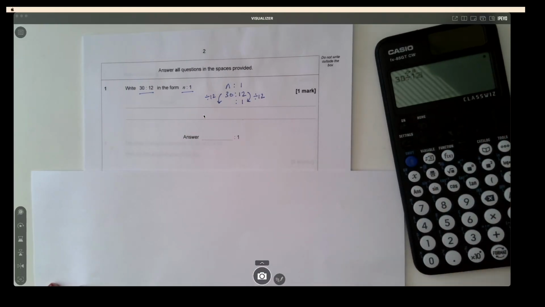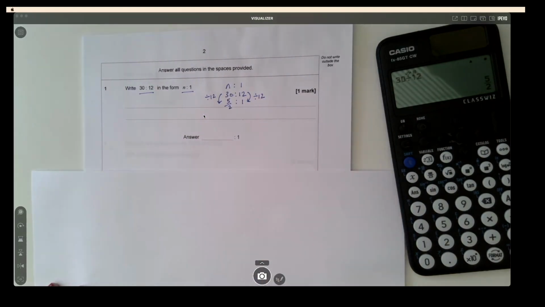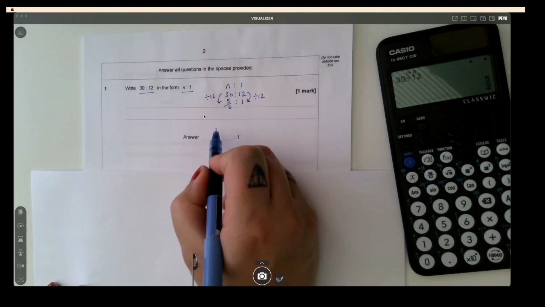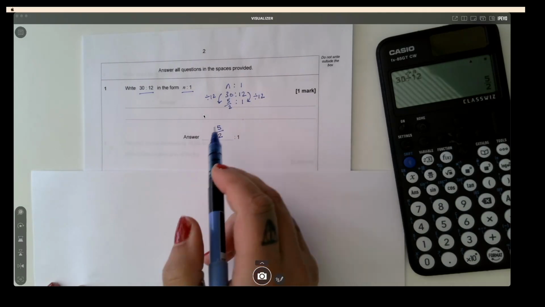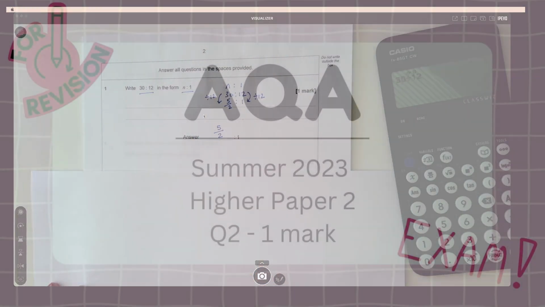30 divided by 12 is 5 over 2. This is the only instance when you can have a decimal or a fraction value inside a ratio when you're simplifying to this form. So that missing value there is 5 over 2. It doesn't state whether it wants it as a fraction or a decimal, so we're good to go with that.